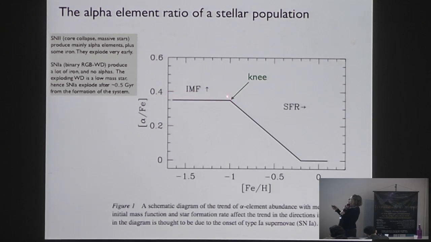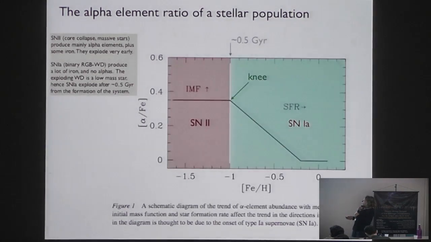This plot usually shows a knee at some point. Stars distribute here in a flat distribution, and then at some point they start falling down. Falling down means that the abundance of the alpha element over iron starts to decrease. In practice, if you increase the star formation rate of a population, you move this knee in this direction. If you fiddle with the IMF, you move this plateau up and down.